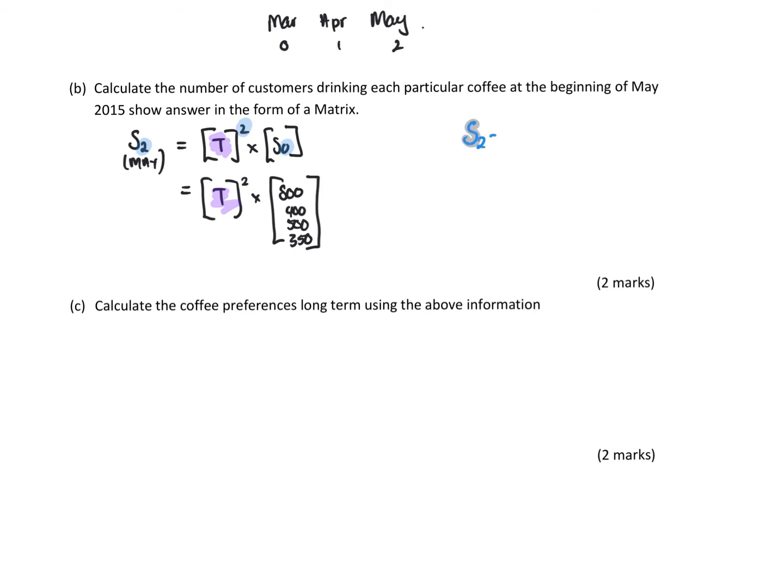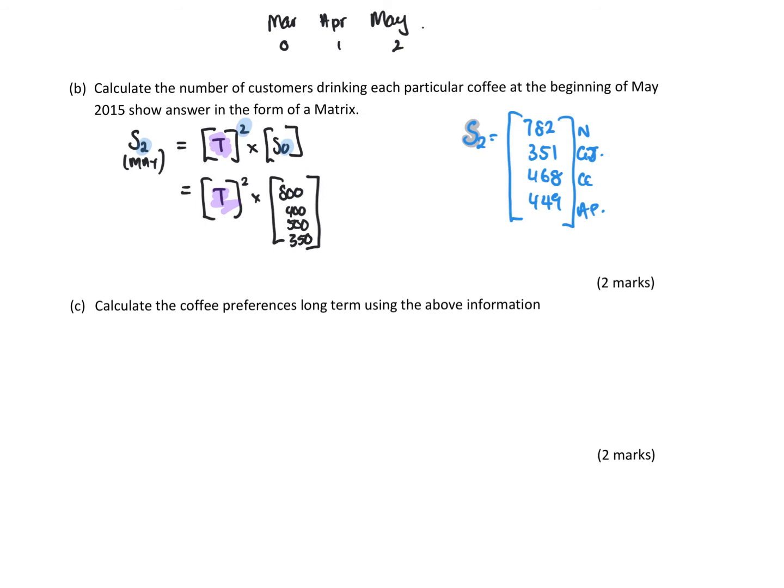S2 ends up being, now we're talking about number of customers, so we'd round to the nearest whole number. We pop all these in there, and there we go. It says calculate the number of customers drinking each: Nespresso, Gloria Jeans, Coffee Club, and Aldi Pods. In a SAC, you should write that out, at least indicating Nespresso, Gloria Jeans and so on down the side.